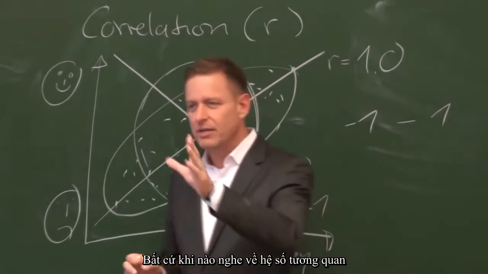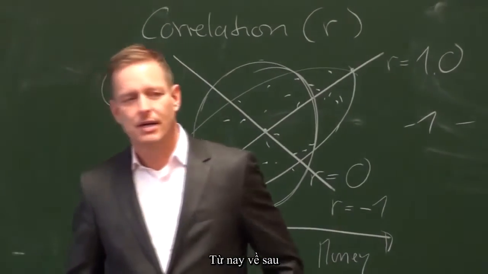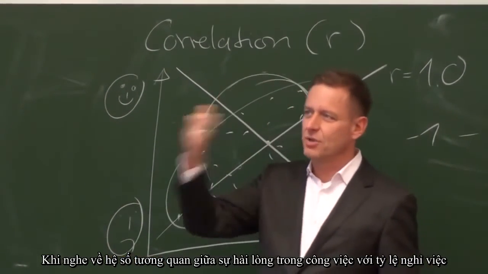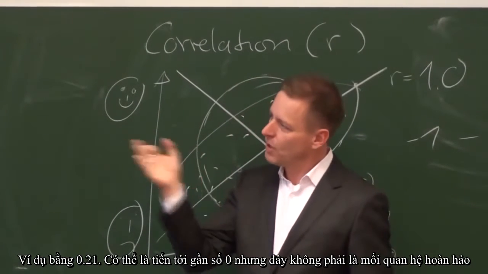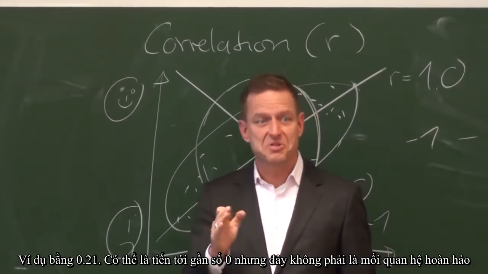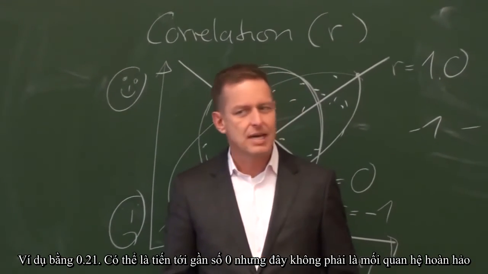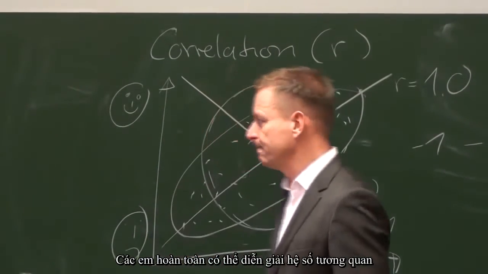So whenever you hear about a correlation from now on in your future, and you hear the correlation between job satisfaction and turnover is 0.21, you say, okay, it's close to 0, there is something, but it's not a perfect relationship, okay? You must be able to interpret the correlation, okay?